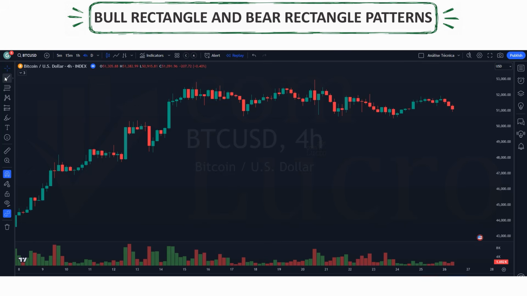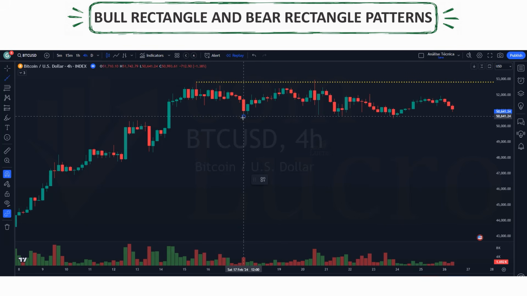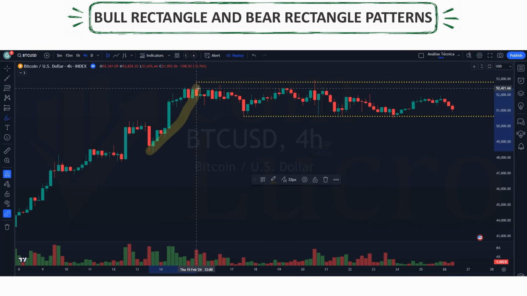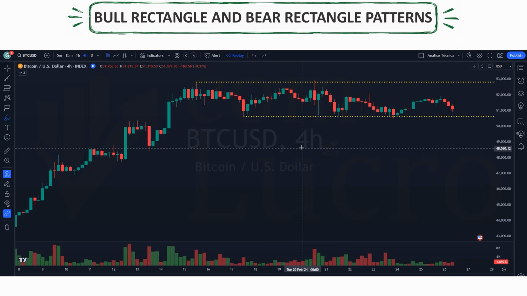Now, let's look at an example of the bullish rectangle on the Bitcoin US dollar chart. The market is in a strong uptrend before entering a bullish rectangle. After a sharp upward move, the price consolidates between a resistance level at the top and a support level at the bottom, forming a clear rectangle. During this phase, the price fluctuates within this range, showing indecision between buyers and sellers. However, this sideways movement is only temporary.